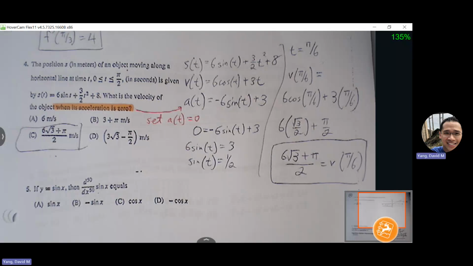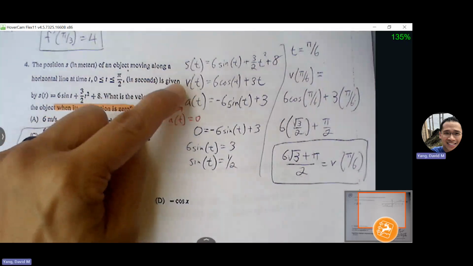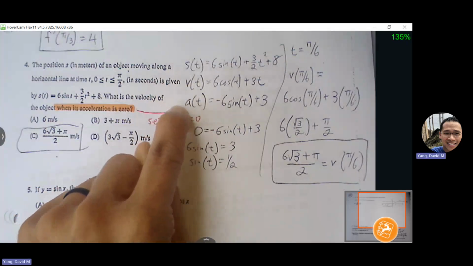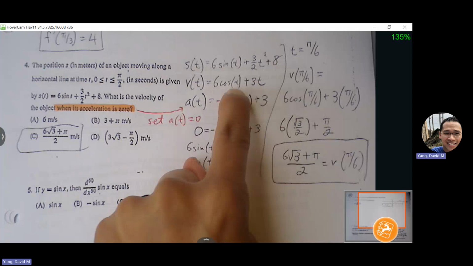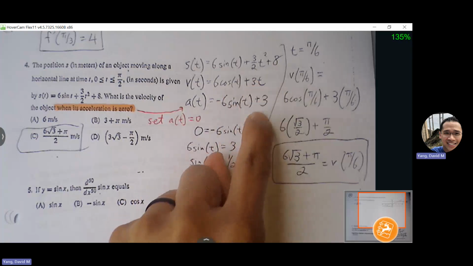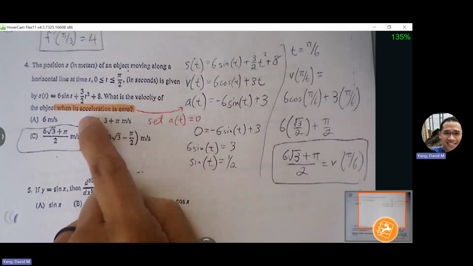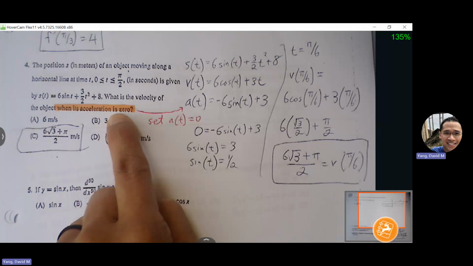So number 4, we find the velocity function, which is just the derivative of position. Sine becomes cosine, t squared becomes t, 8 goes to 0. We have to go another level down. So velocity's derivative is acceleration. Cosine's derivative is negative sine. 3t becomes 3. What is the velocity when acceleration is first equal to 0?